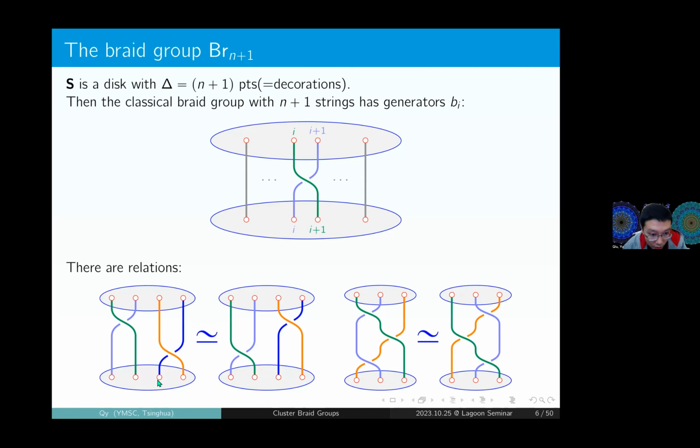It's also easy to check the relations in the braid group. One relation is the commutative relation: when you have 2 twists which are far away, then they commute. By the way, the product is just putting them together like in the fundamental group. The other relation is well known as the braid relation: b_i b_{i+1} b_i equals b_{i+1} b_i b_{i+1}, like ABA equals BAB.